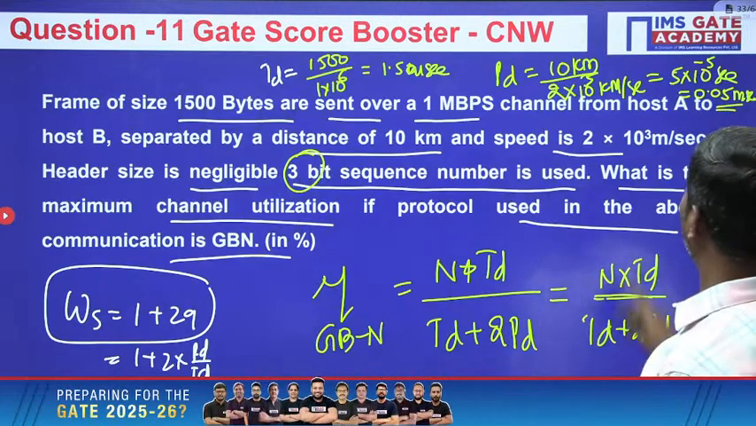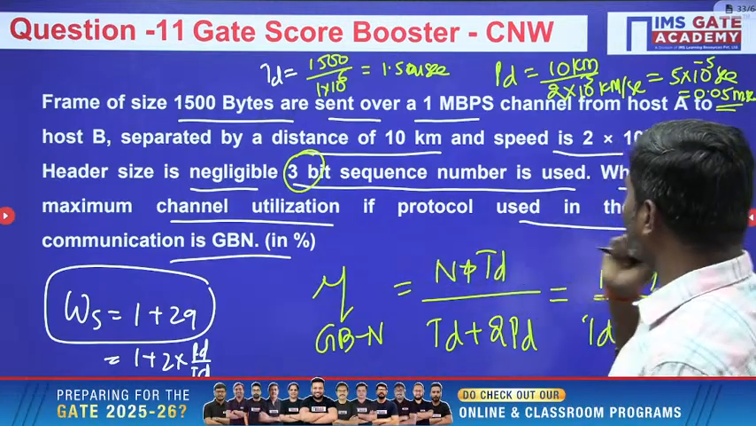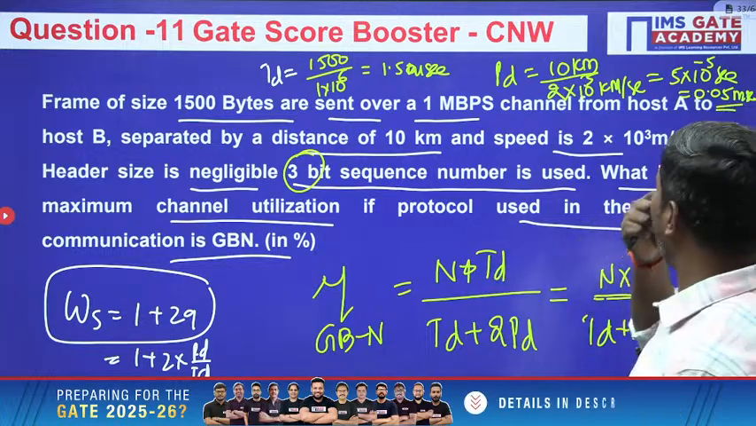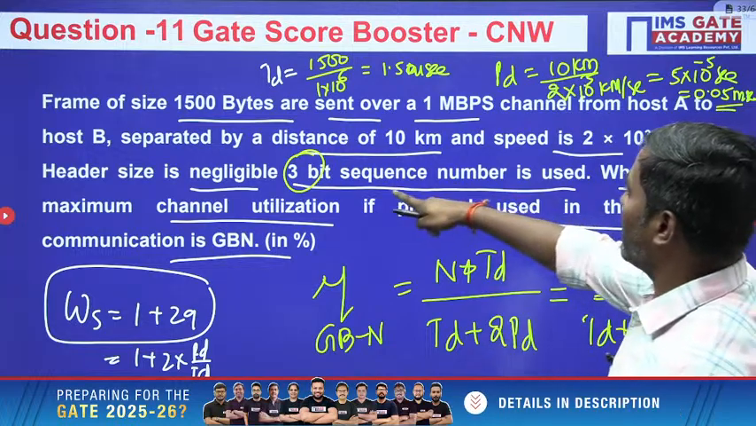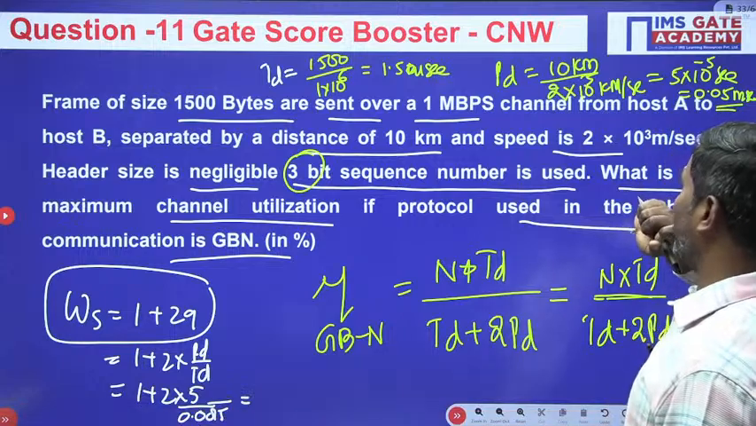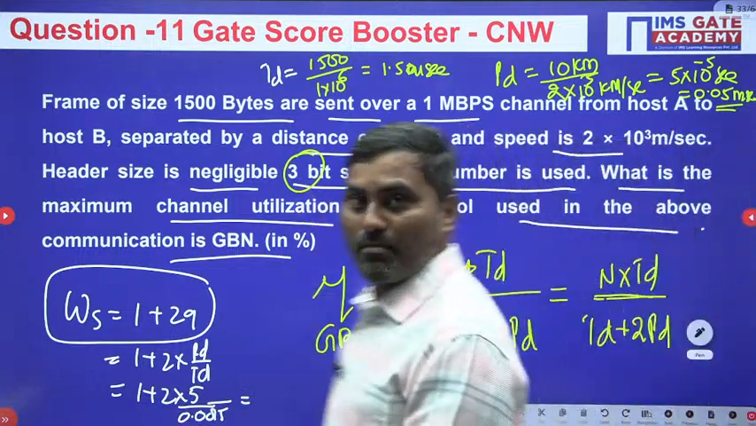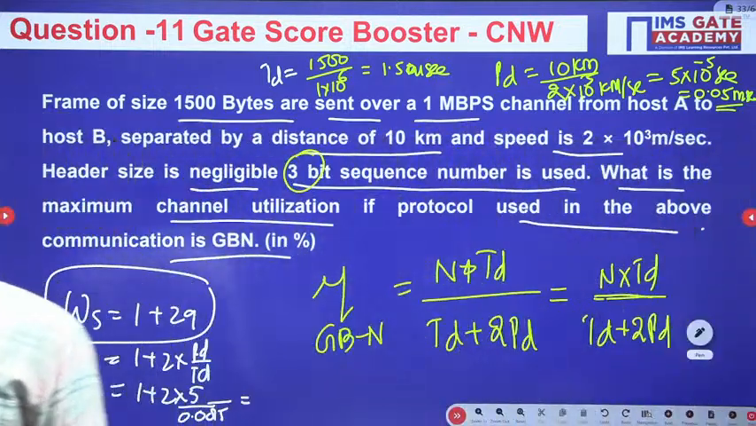Just a minute. What is the maximum channel utilization if the protocol used above? The sequence number field is given 3 bit. Sequence number bit given, sir, 100% multiply.